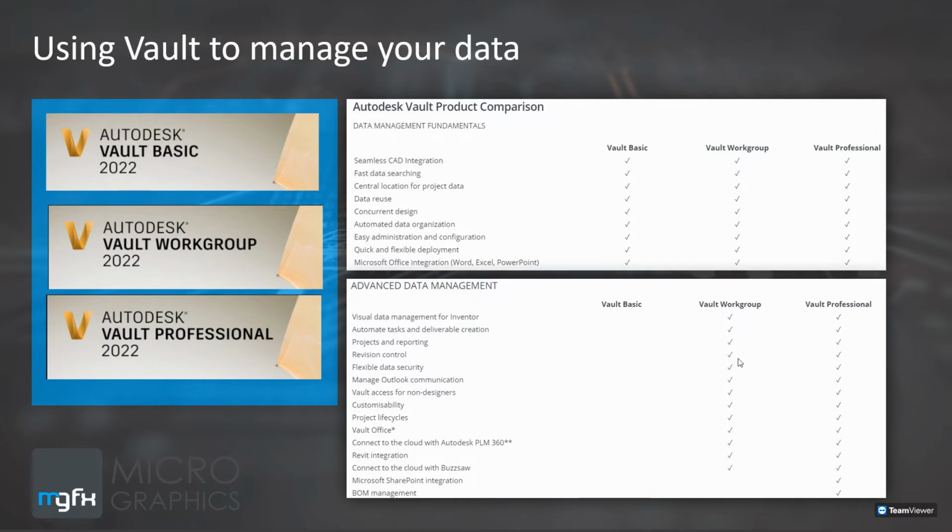Down here, we have the advanced data management, and you'll see that Vault Basic has none of the advanced features. So what are the advanced features? If you look at the Vault Workgroup and Vault Professional rows, you'll find that they are fairly similar, although Vault Professional has extra steps for SharePoint integration and BOM management. So let's take a look at these extra features that you might want in your company. Extra features include revision control, reporting. You will have project life cycles.